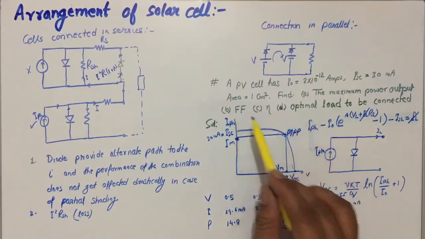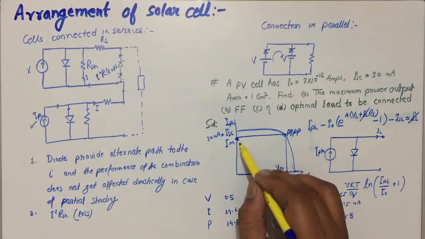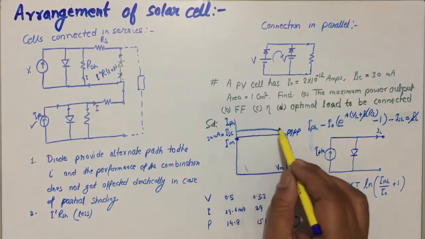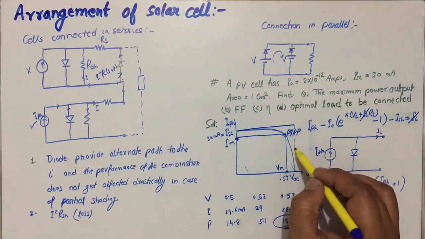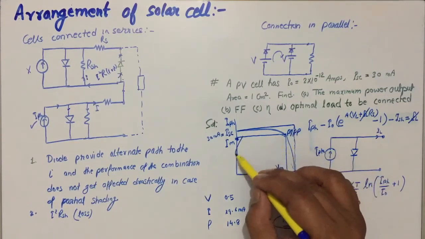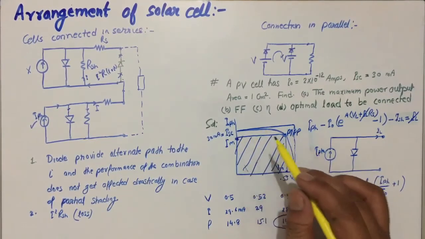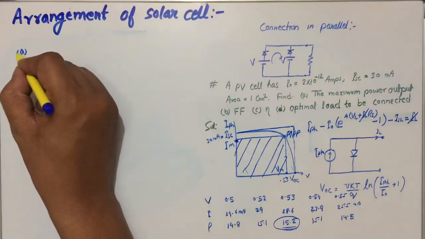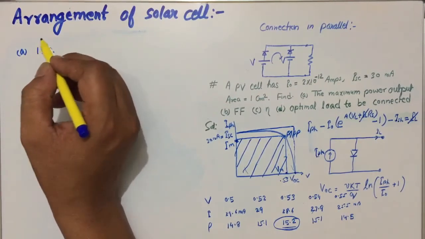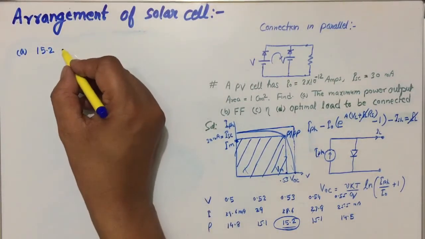And the second is the fill factor. Fill factor is the division of this area by the area that you can get from the short circuit current and open circuit voltage. The ratio of this to this is known as the fill factor. So for the maximum output power, from there we can get 15.2. This is volt, this is milliampere, so it will give you milliwatt.